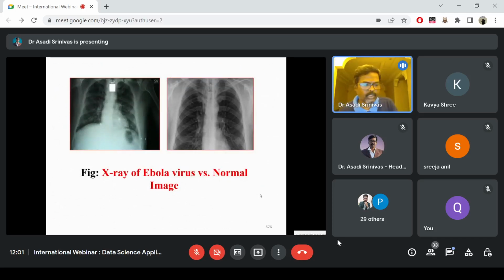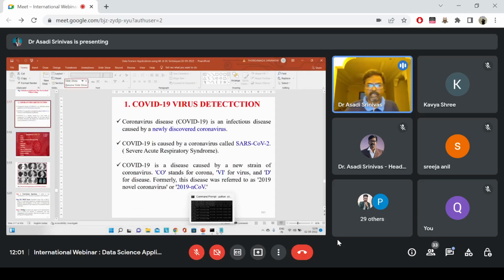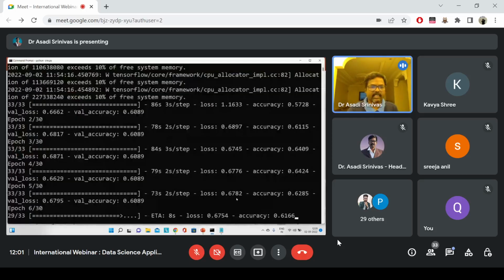Now I am showing the monkeypox data set. Still, see, the last step is running, with 2930 accuracy.